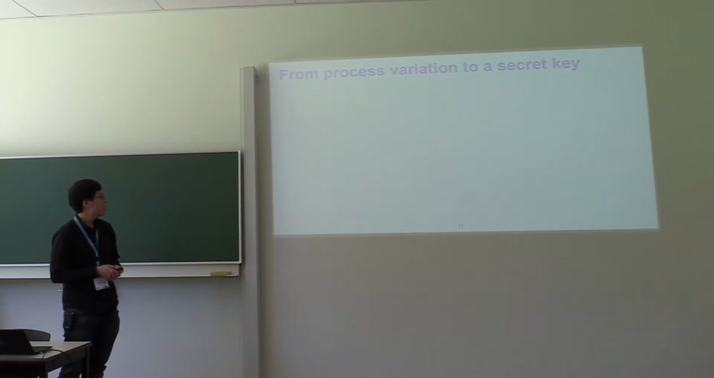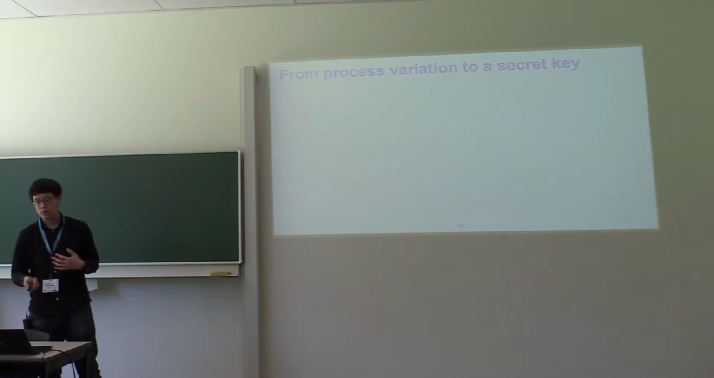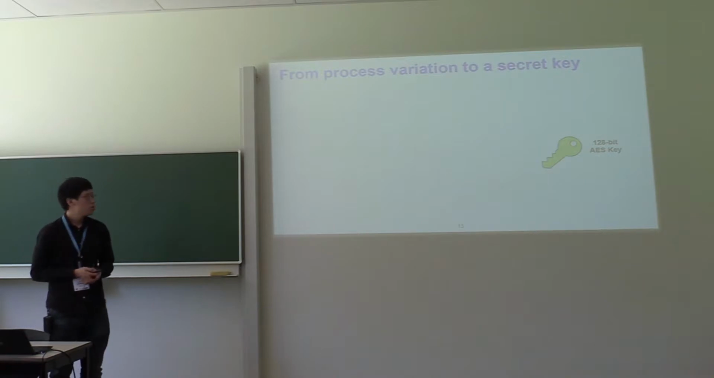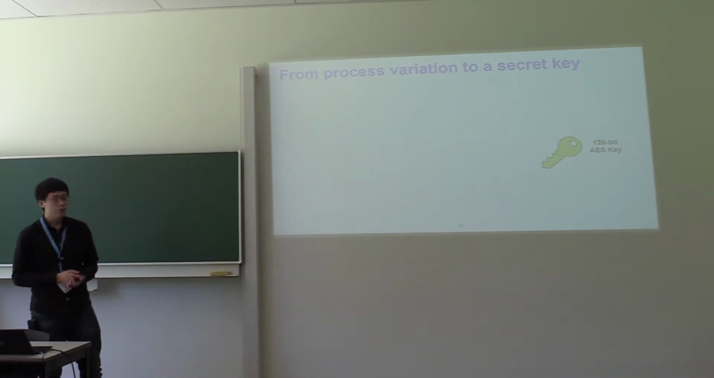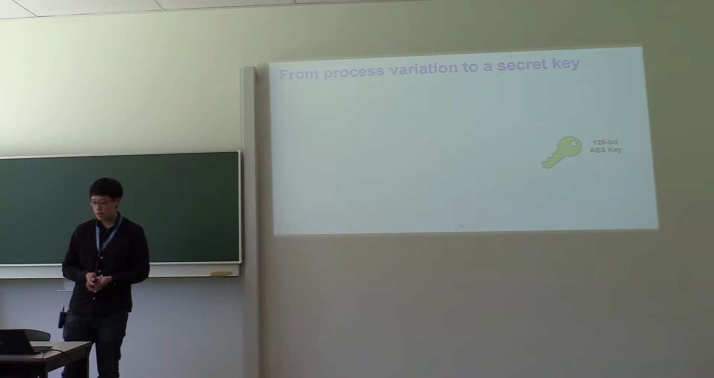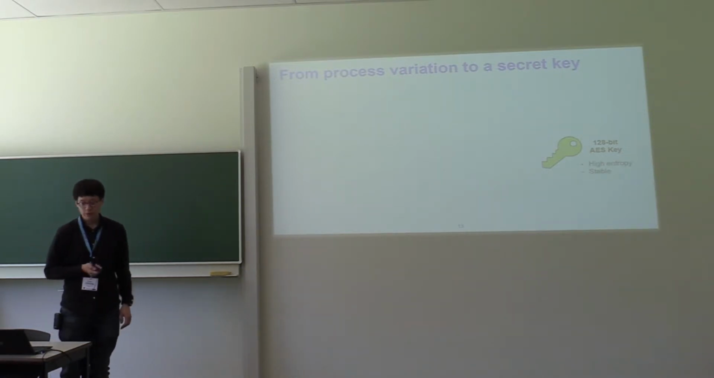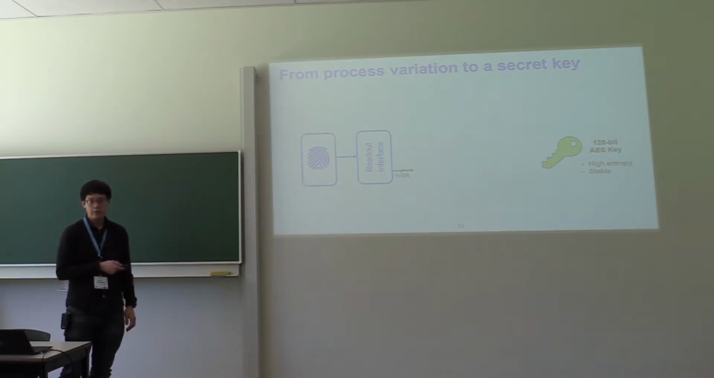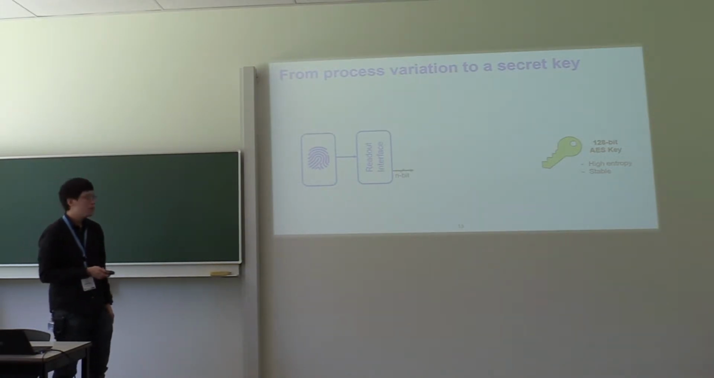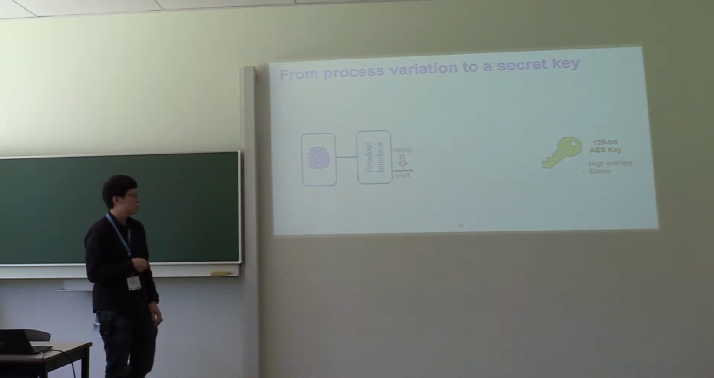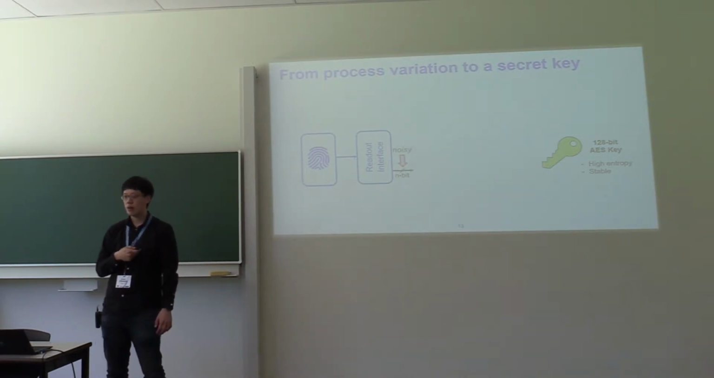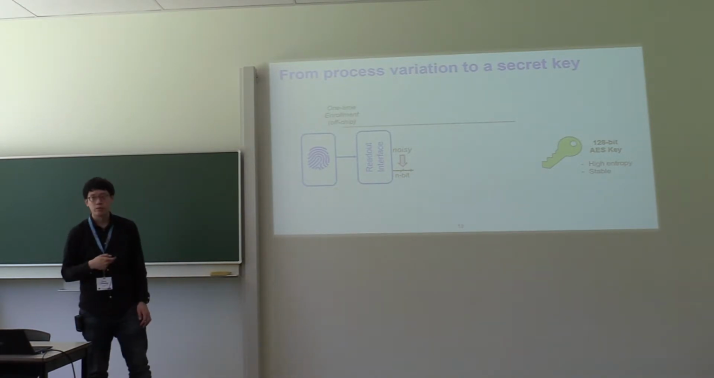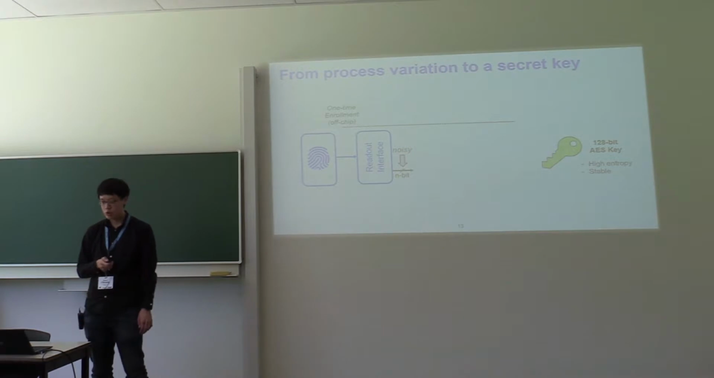Let's see how we make a secret key that we can actually use from process variation, which is not so ideal. Let's assume we want to generate a 128-bit AES key in this case, and we have a PUF, and we read out the value of the PUF. We have m bits of PUF response, but we cannot directly use it because it's noisy. So we have to feed it to what we call a one-time enrollment step.